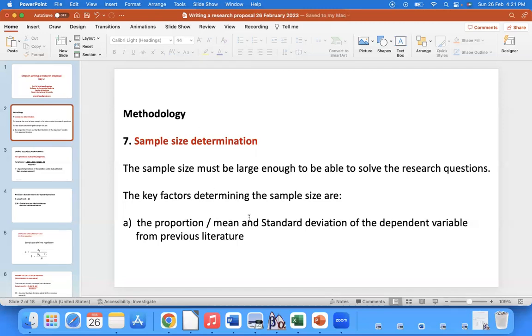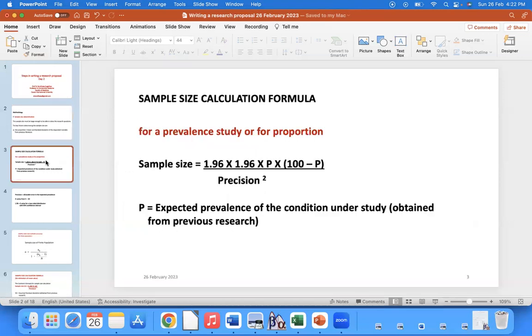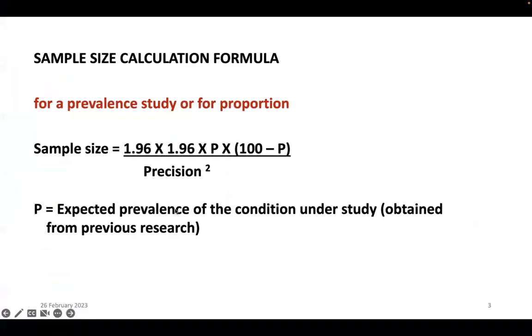Okay, now we can go through that. So what all things are needed? The proportion of the finding in the population, or the mean and standard deviation of the variable in the population, which is available from the previous literature. So this is one formula that we use when we are calculating the prevalence of a study.